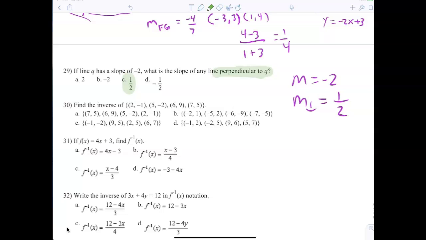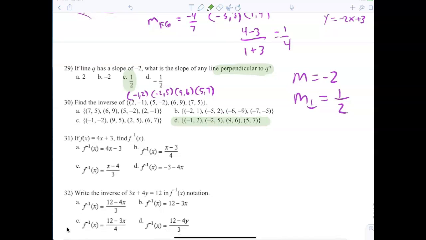Now again, finding the inverse. Remember what I told you, you're just switching the x and y, that's all. So to find the inverse, we would be taking -1, 2, -2, 5, 9, 6, 5, 7. Notice all I did was I switched the x and y's. So that looks to me like -1, 2, -2, 5. So that looks like D is correct.